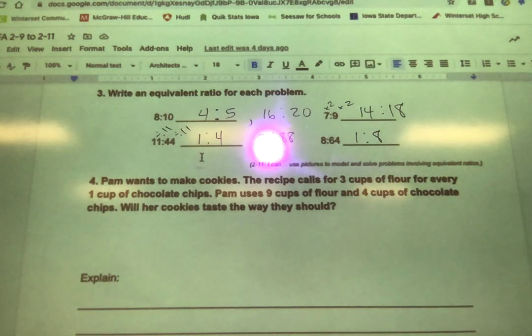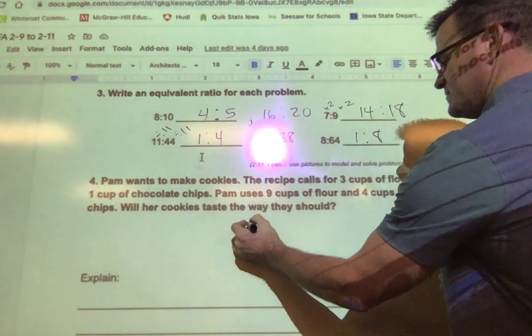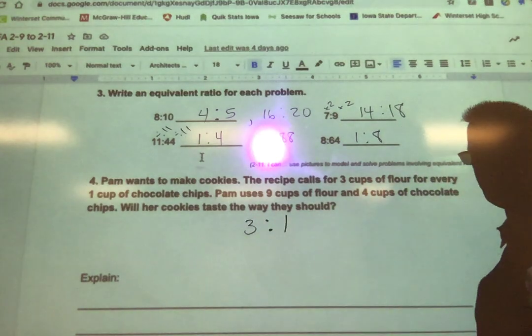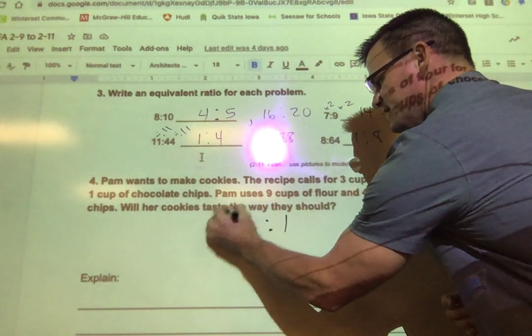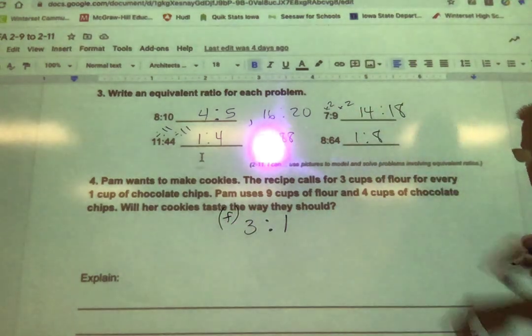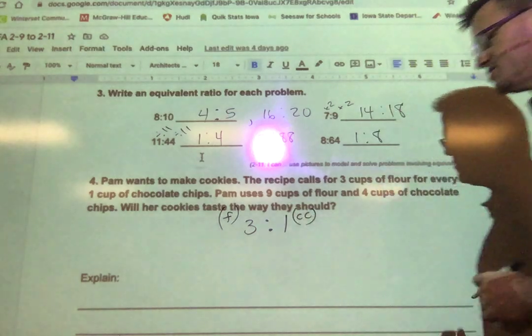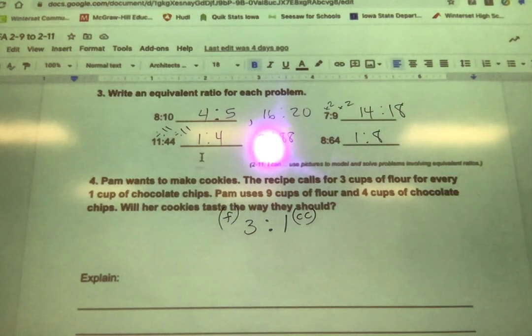Okay. Number 4, Pam wants to make cookies. The recipe calls for 3 cups of flour for every 1 cup of chocolate chips. So it's a 3-to-1 ratio. And I'm going to label this off to the side here. We've got this as flour, 3 cups of flour for every 1 cup of chocolate chips. Let's put CC for chocolate chips. So it's a 3-to-1 ratio.